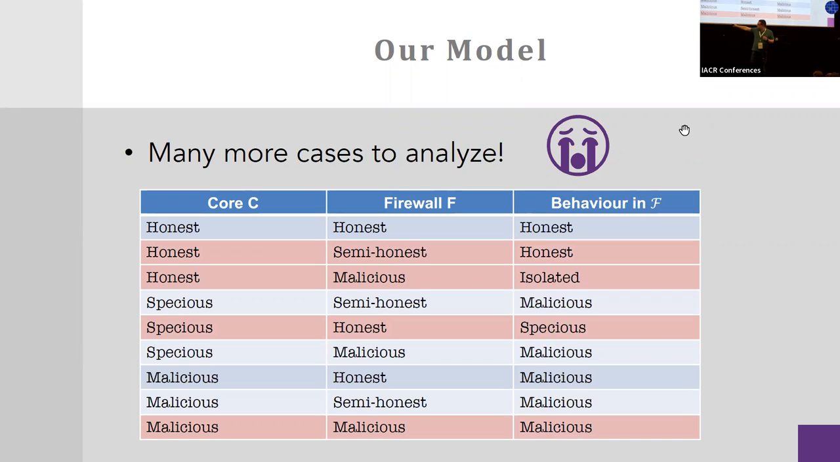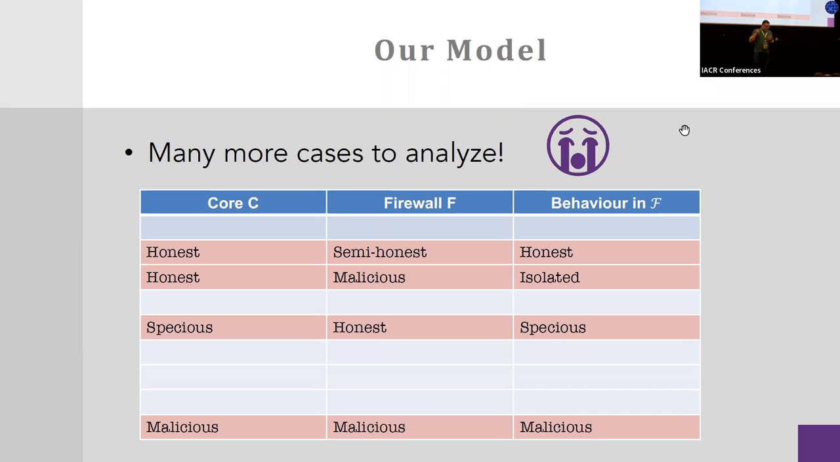So for example, the malicious one here at the bottom, and then we look at the specious and honest firewall. This would give something that is a specious corruption, let's say. And then you have honest firewall and honest core and a malicious firewall. This will give what we call an isolated party in the functionality, because the firewall could be simply cutting the communication of the party with the outside, for example. And then honest and semi-honest: the semi-honest firewall here is just to not allow for trivial solutions where all the secrets are transferred to the firewall and then it can just compute the protocol itself. So, okay, let's get rid of all the other ones and focus on these four now.